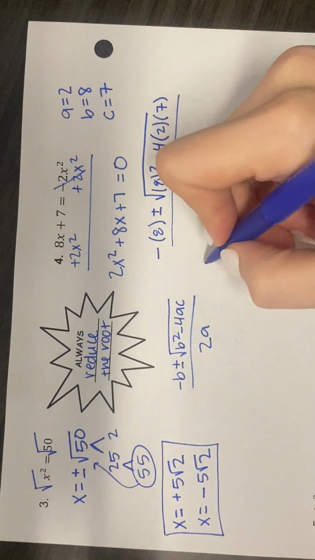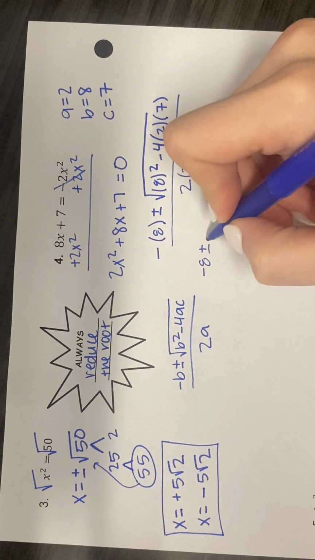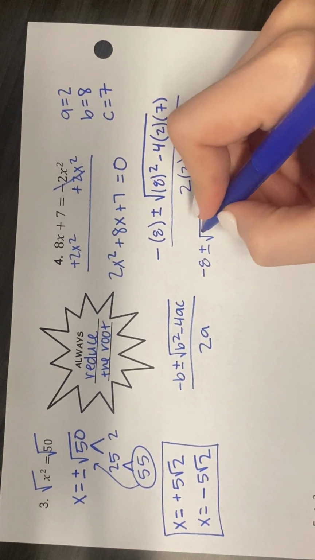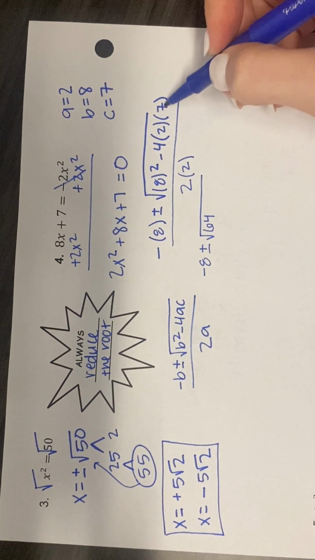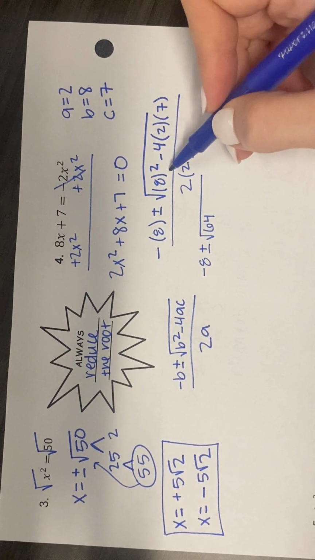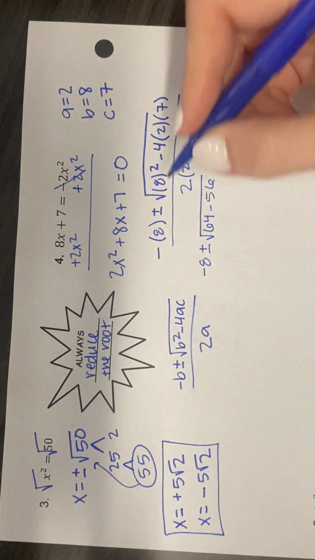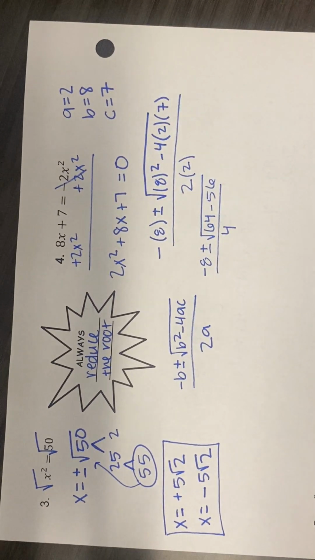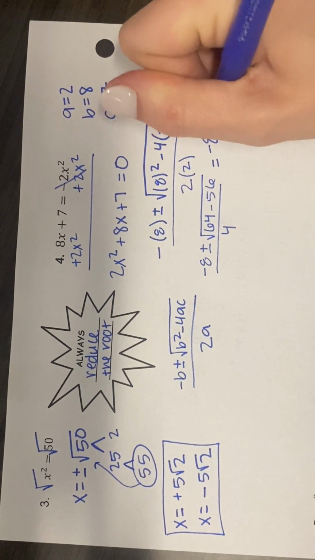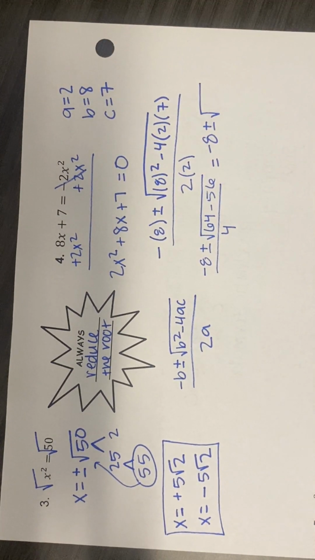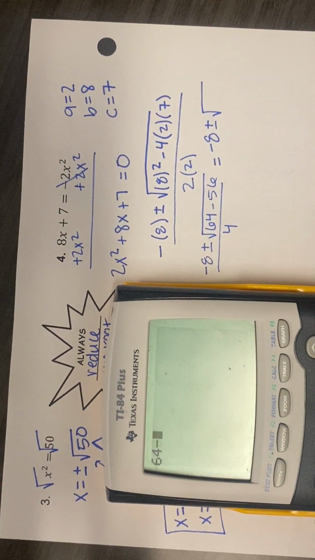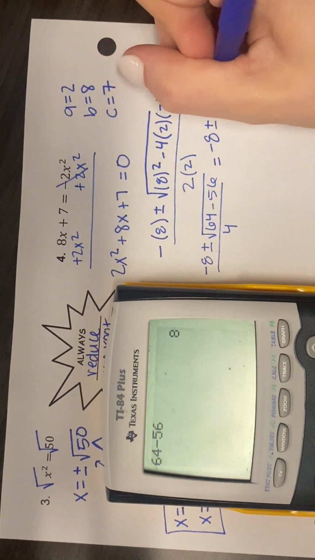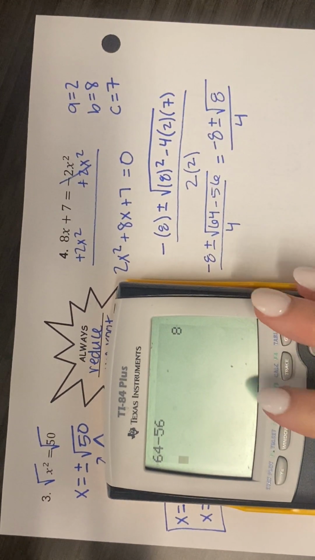Okay. And so I'm going to end up with negative 8 plus or minus the square root of 8 squared is going to be 64. 4 times 2 is 8. 8 times 7 is, oh my gosh, 56. So it's going to be minus 56 all over 4. So I'm going to end up with negative 8 plus or minus the square root of, I don't know why I can't do this in my head, and I probably should be able to, but 64 minus 56, it's 8, over 4.